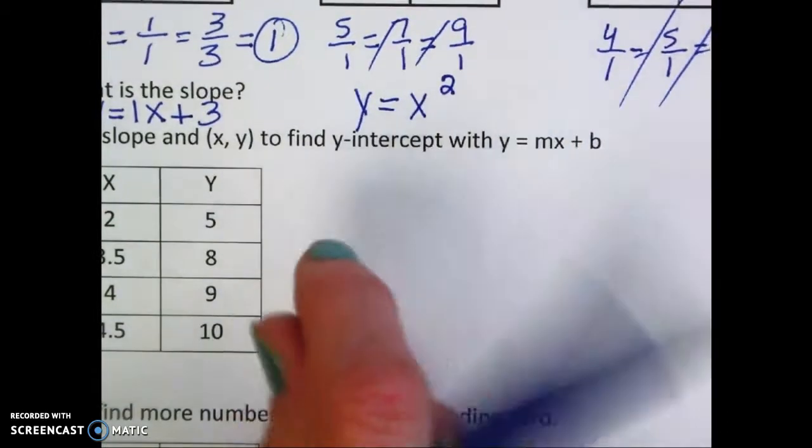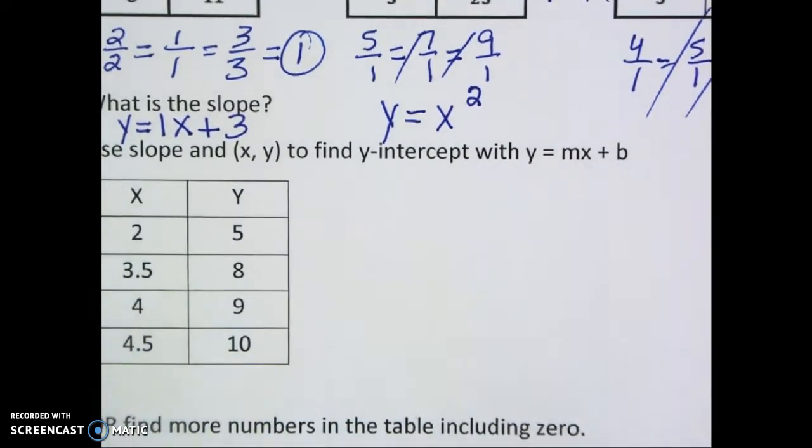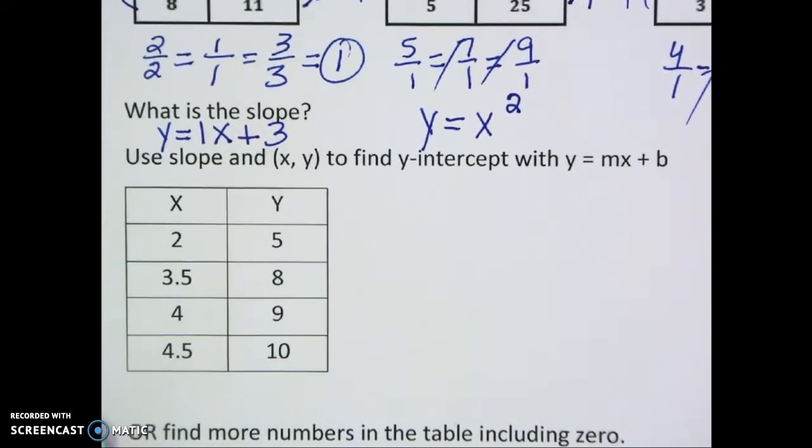All right, and if it's nonlinear, there is not an obvious slope. It's going to be changing. The slope will change from one part of a graph to the next because it's not a straight line.